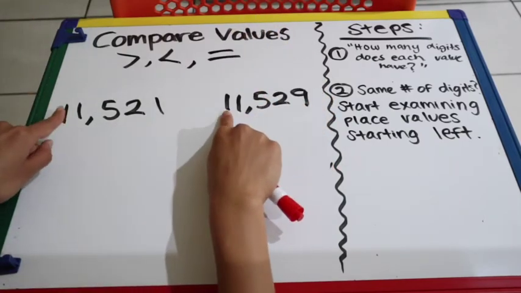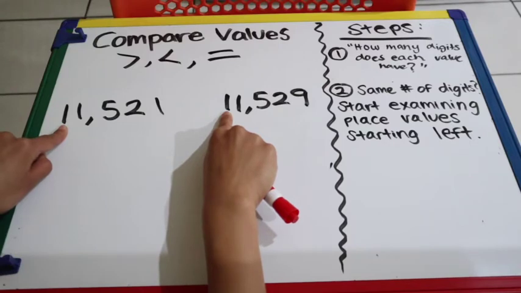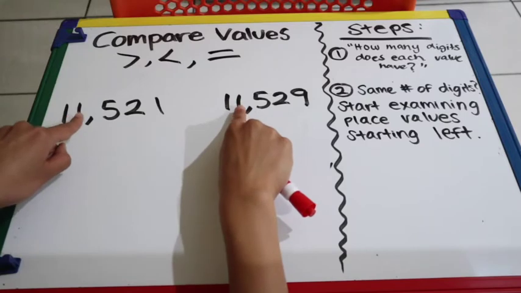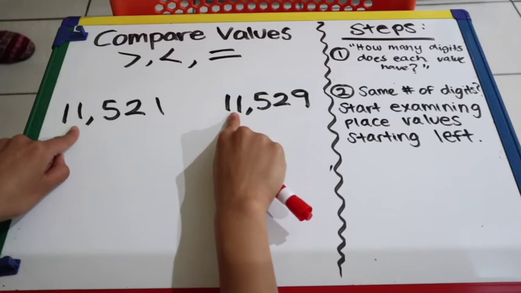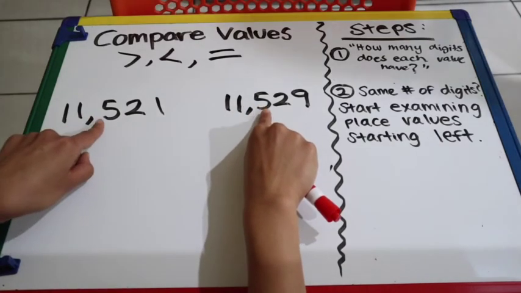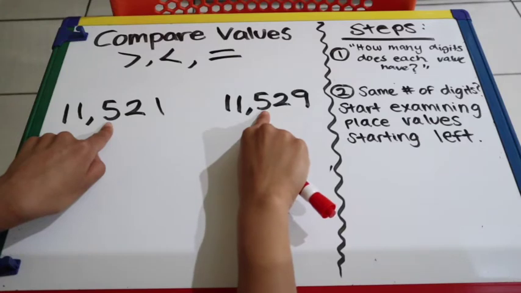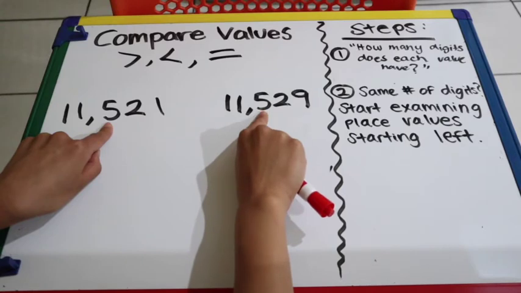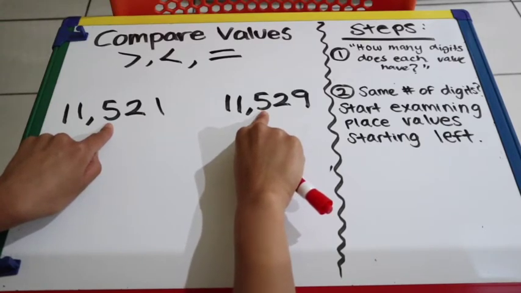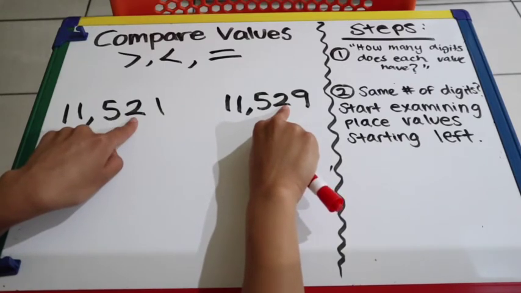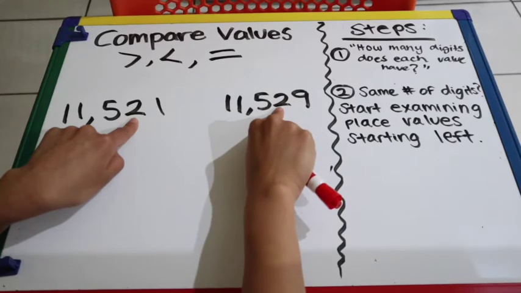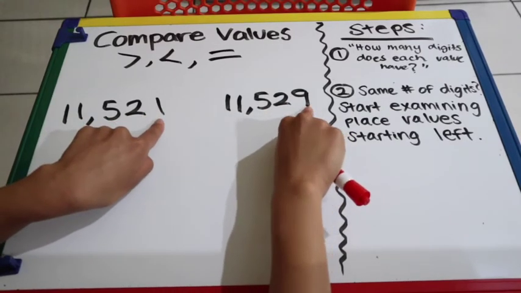Get your fingers out. Over here in the 10,000s place, we have a 1 over here and a 1 over here. So which means we can now move on over. In the 1,000s place, we also have a 1 on both sides. So that means I'm going to move on over. Now in the hundreds place, oh man, we have a 5 in this value and a 5 in this value. So we still haven't found any differences. Let's see if we move on down to the tens place. We have a 2 over here and a 2 over here. Last but not least, let's go down to our ones place.